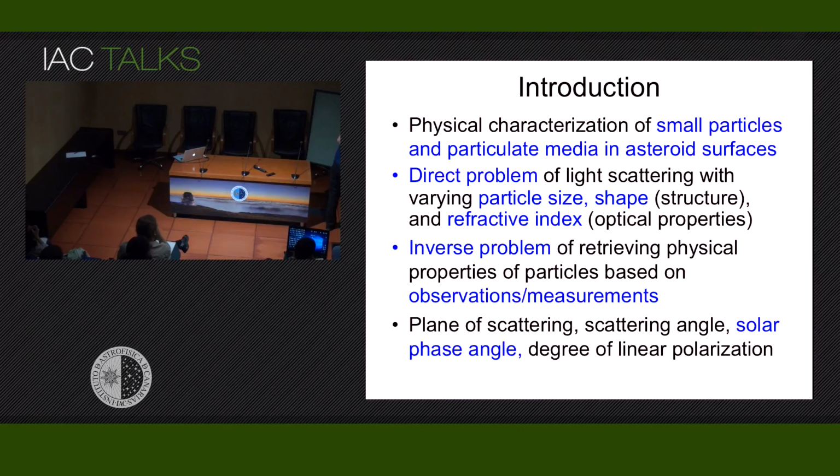So the degree of linear polarization for incident unpolarized sunlight would be this quantity. That is the classical polarization quantity. All that comes around here is basically defined like that. So you need to remember the plane of scattering and things like that. Okay, so that was a first introduction.